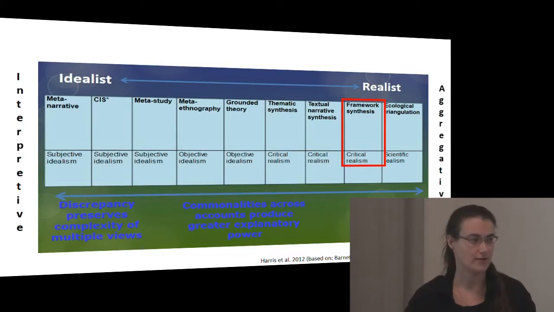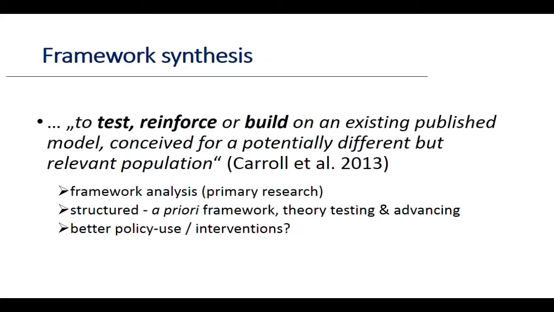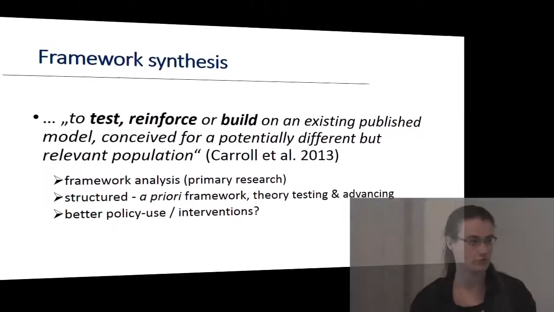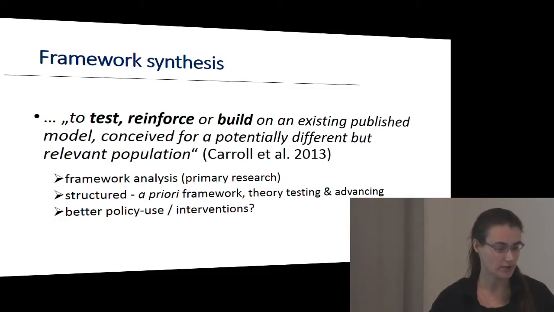So maybe briefly, if we depict synthesis, different kinds of methods on an epistemological continuum, then we can see that the framework synthesis lies in the more realist type of methods, and it means that you are less interpretive, but you more summarize or aggregate the results. So what it is, it's practically comes from primary research. It comes from framework analysis, and it's practically a way or technique to criticize or to rebuild an existing framework, or you can also choose a new one or build a new one if you don't find an appropriate one.